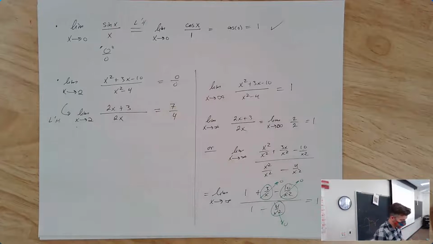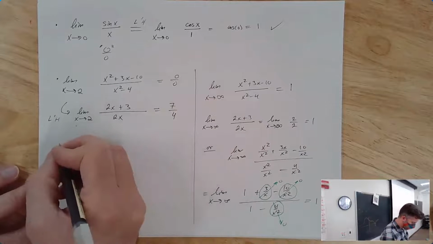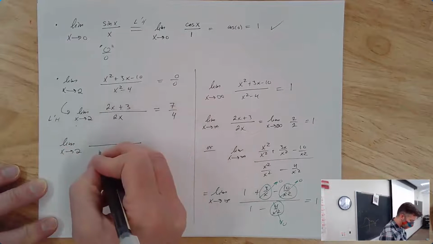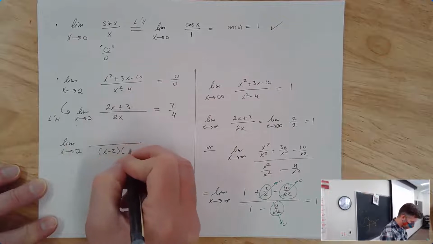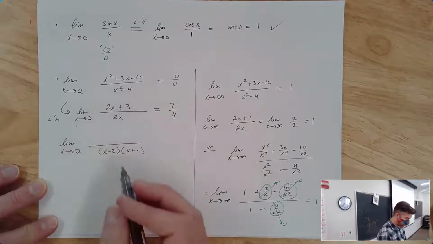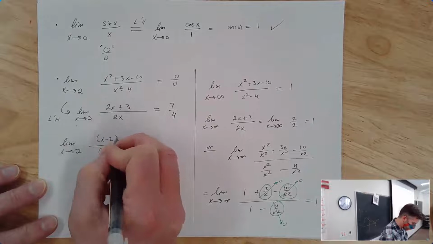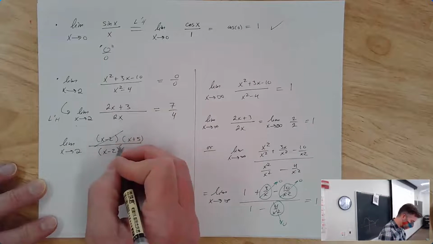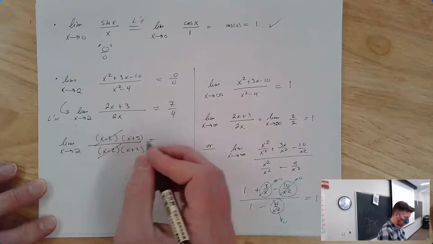Now, you could have also done this one by factoring and canceling. You could have said the limit as x approaches 2, the denominator factors as x minus 2 times x plus 2, the numerator factors as x minus 2 times x plus 5. The x minus 2's cancel, and you plug in 2 for the remaining x's, you get 7 over 4.